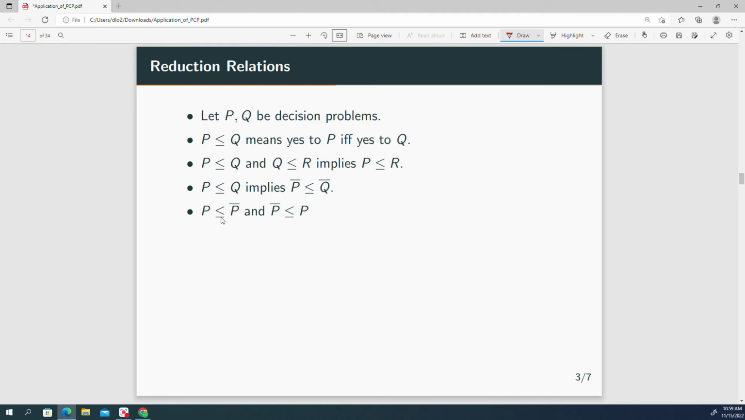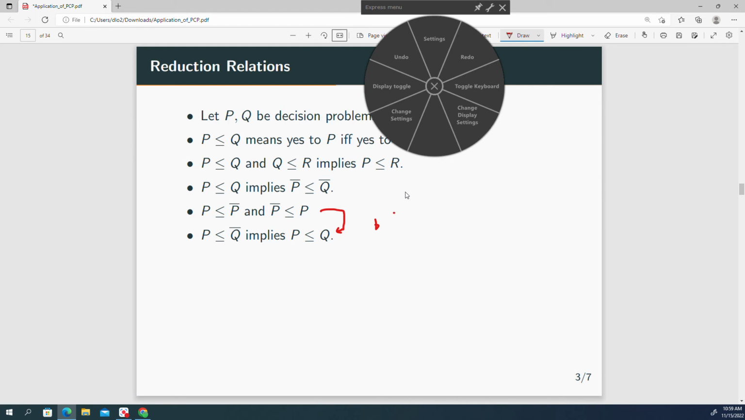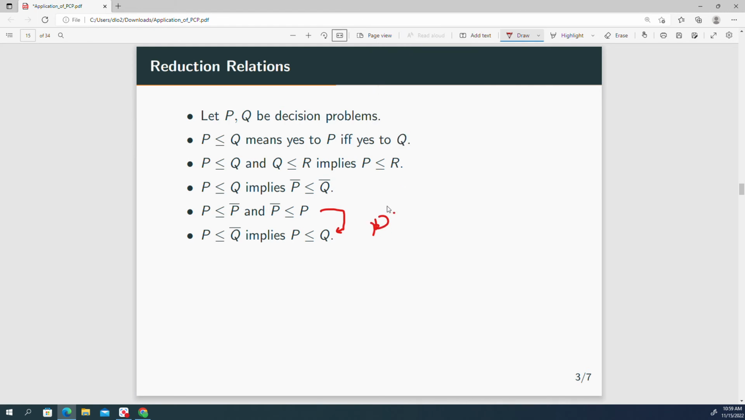The complement of a problem itself is reducible to each other. So P is reducible to P bar, and P bar is also reducible to P. And P reducible to Q bar implies P is reducible to Q. The reason is that we can do this using the relation of the complement of a problem. If P is reducible to Q bar, and Q bar is reducible to Q, then P is reducible to Q.